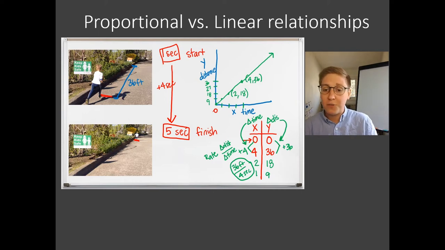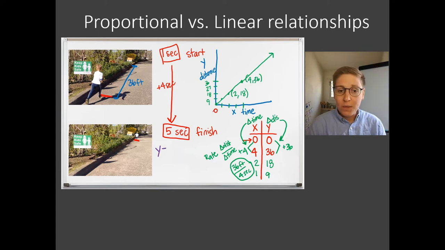I can write an equation for that that could represent any distance and any time using this form. I could say y, which is his distance, always equals his rate multiplied by time. So I have his rate, I'm going to call that m, his slope or his rate, multiplied by x, his time. Let me show you what that would look like. We're going to take his rate here, 36 over 4. And we're going to say y, his distance, equals 36 over 4 multiplied by x.